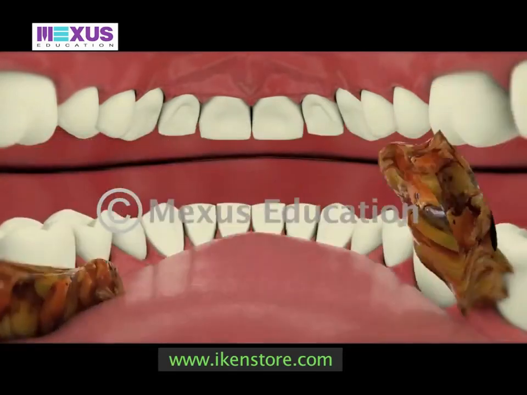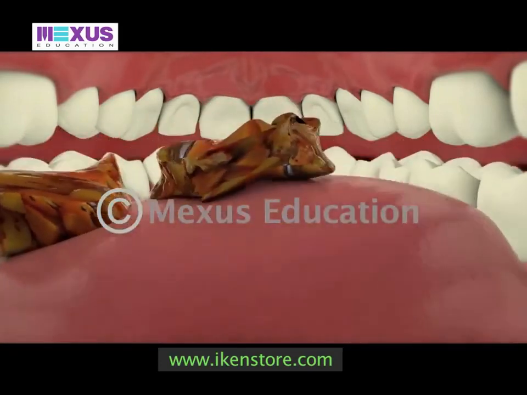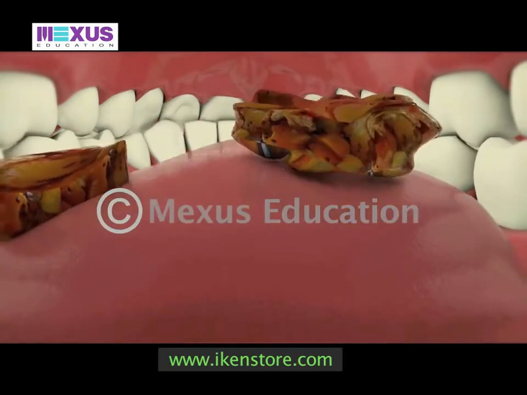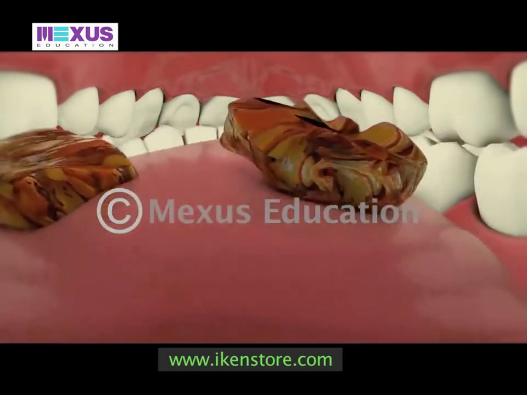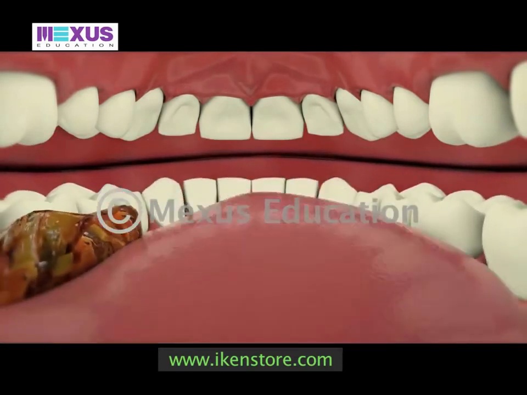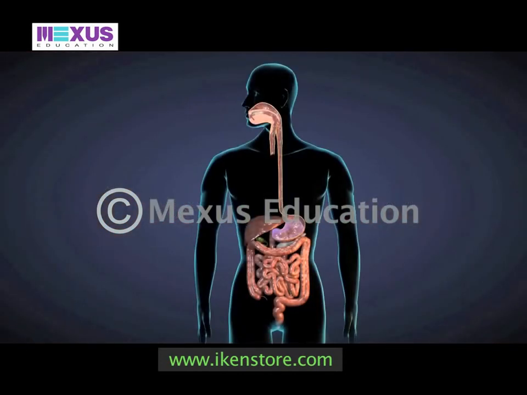Saliva helps to soften the food and contains an enzyme that aids digestion. The softened food is rolled into a ball called the bolus and is pushed by the tongue into the throat. The food is pushed to the back of the pharynx and travels down a pipe known as the esophagus.